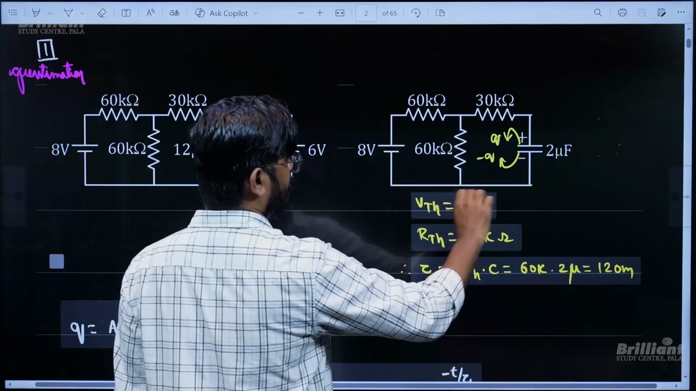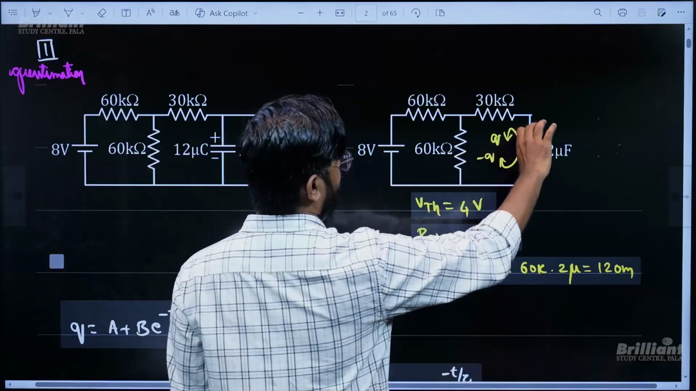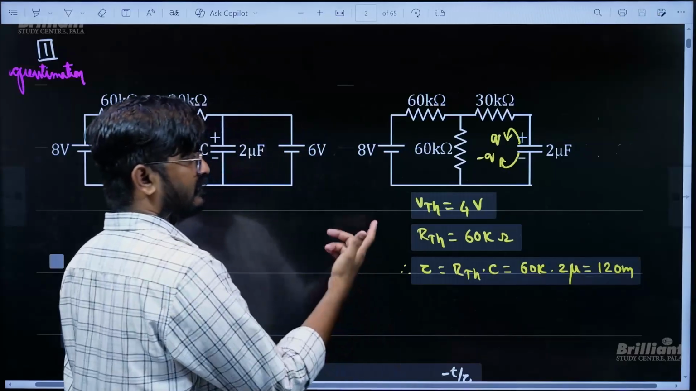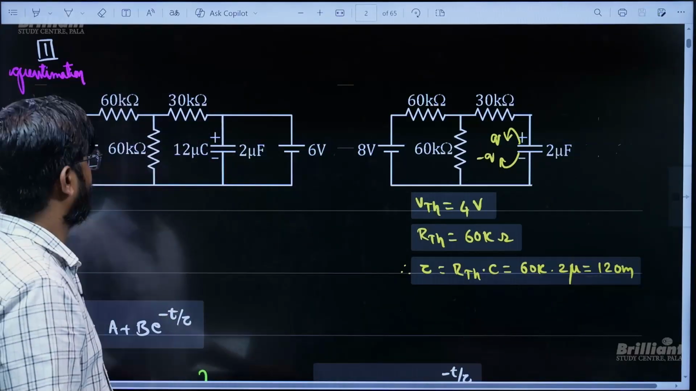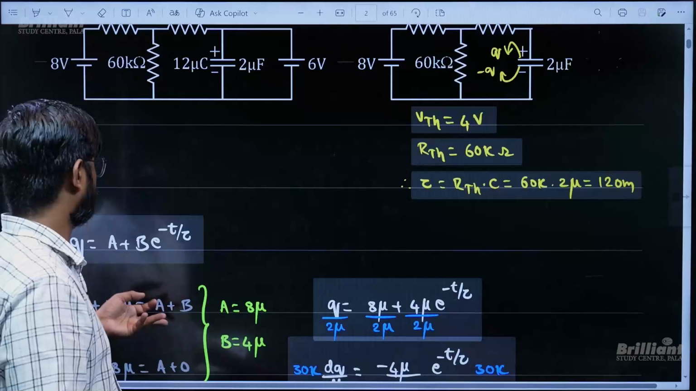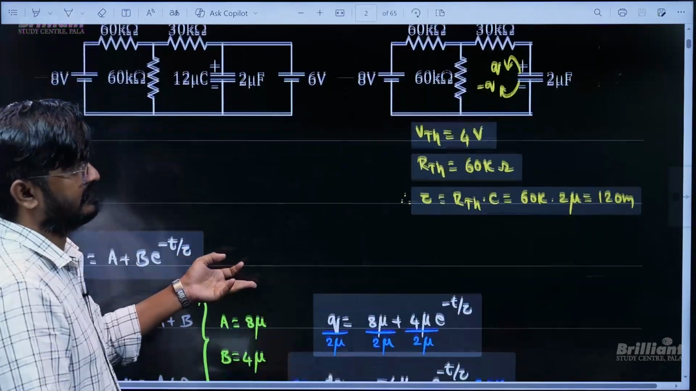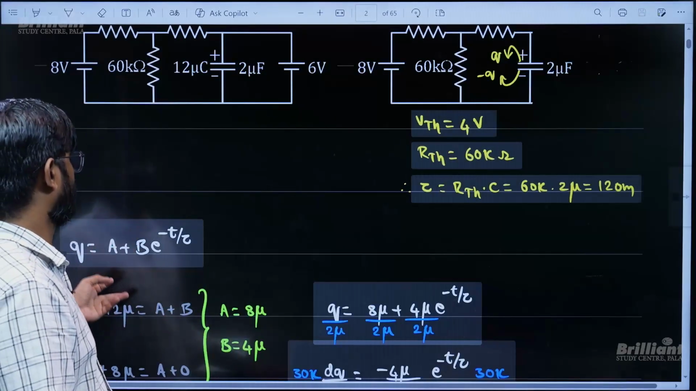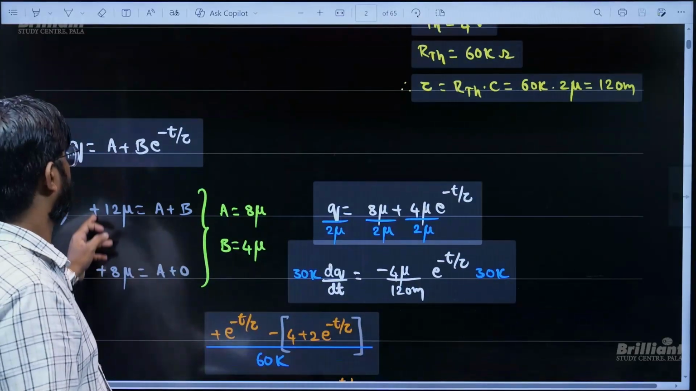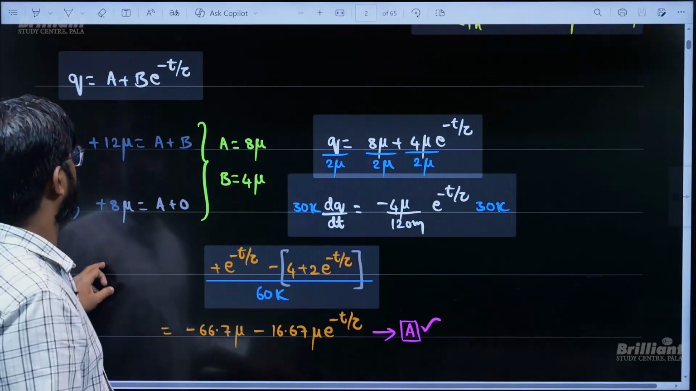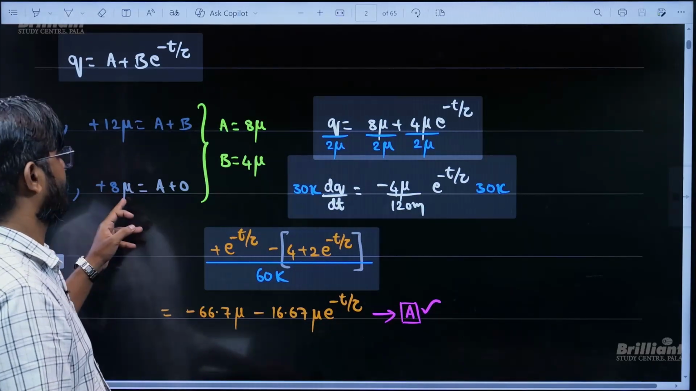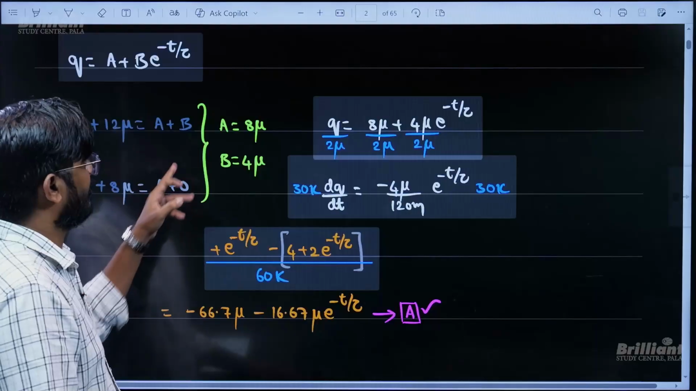Anyway, from here itself you should have understood when t tends to infinity, charge on this is going to be 8. So when you substitute those two, there will be only one option matching. In case if you want to solve, you can write loop equation, or you can draw the Thevenin's circuit. Then you know charge will be varying in this form. At t equals 0, charge was plus 12. At t equals infinity, charge was 8. From there you will be getting the value of A and B.